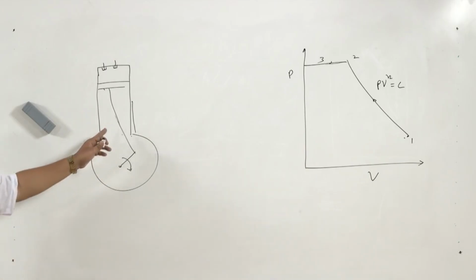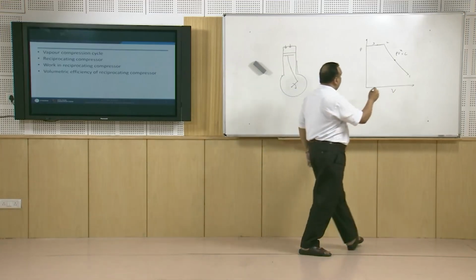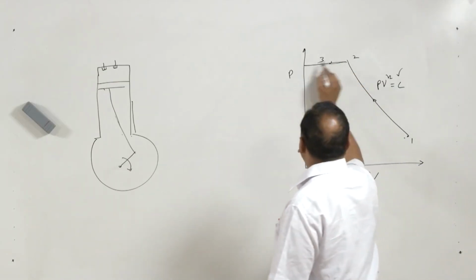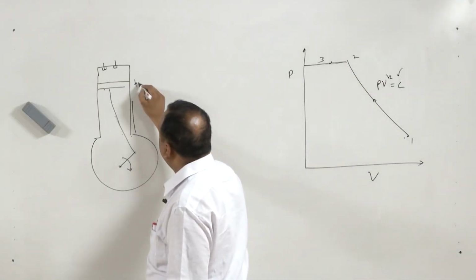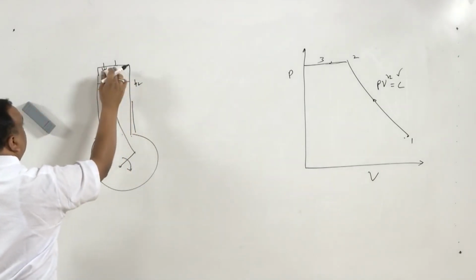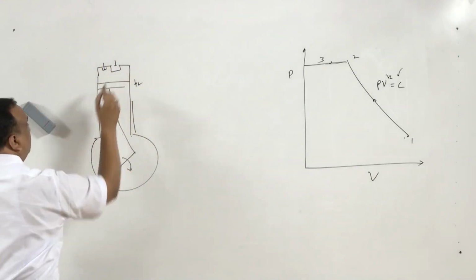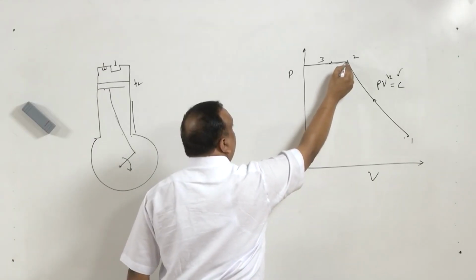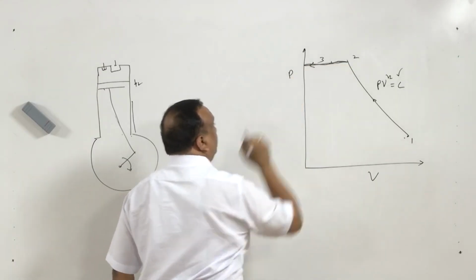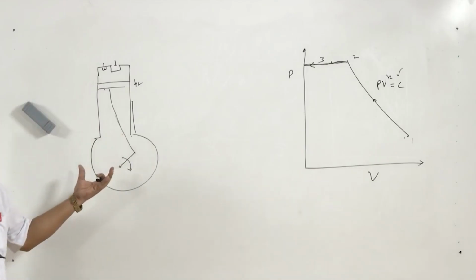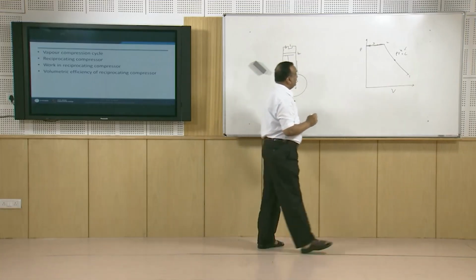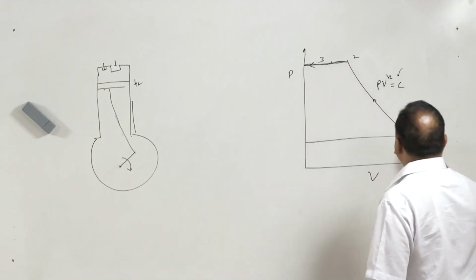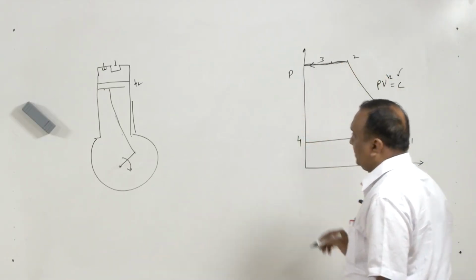So, when compression takes place, it follows the polytropic equation up to state 2. The moment the pressure P2 is attained, the exit valve opens. When the exit valve opens, the vapor inside the cylinder is removed at constant pressure. So, the system becomes an open system. Now, total work in this system is the area of this diagram 1, 2, 3 and 4.